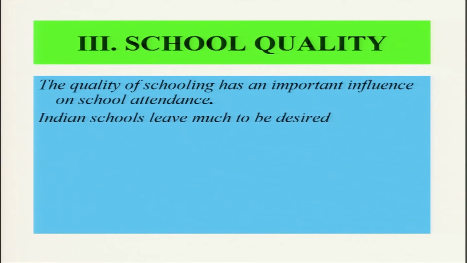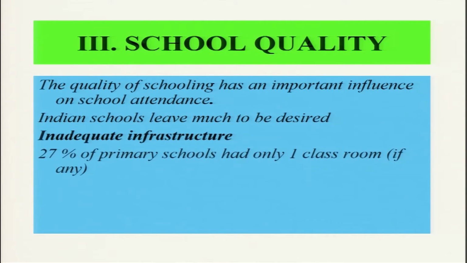Indian schools leave much to be desired. Actually, the schools that we have, particularly primary schools, have very inadequate infrastructure. For instance, 27% of the primary schools had only one classroom. Sometimes rural schools may not have any classroom. Okay, 27% of primary schools had only one classroom.